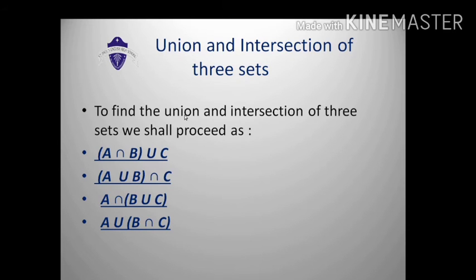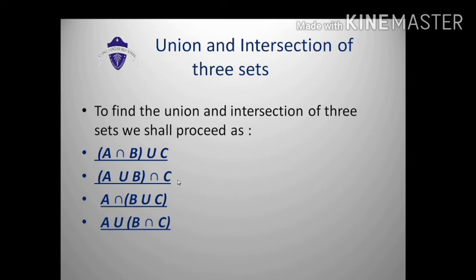To find the union and intersection of three sets we shall proceed as follows. Number 1: (A ∩ B) ∪ C. In this way, first find the intersection of A and B, then find the union between the resulting set and set C. Number 2: (A ∪ B) ∩ C. In this way, first find the union of A and B, then find the intersection between the resulting union set and set C.